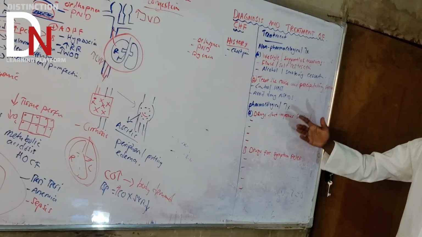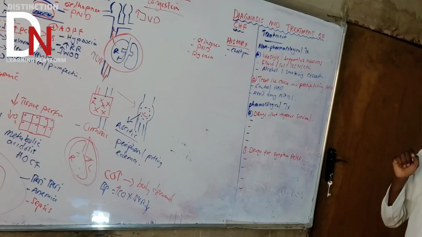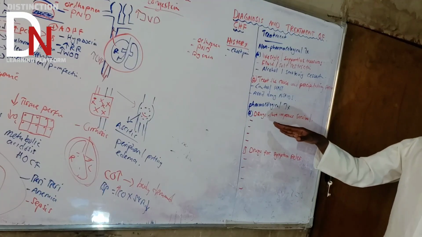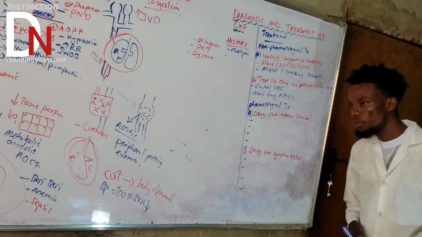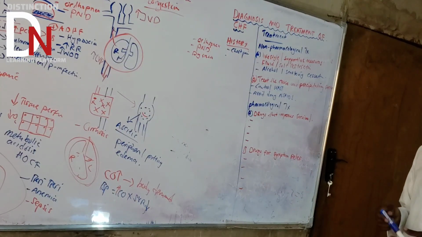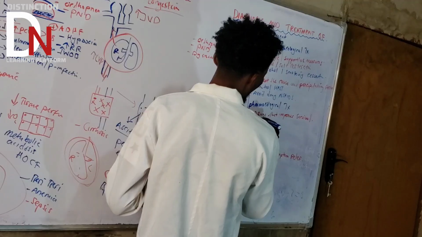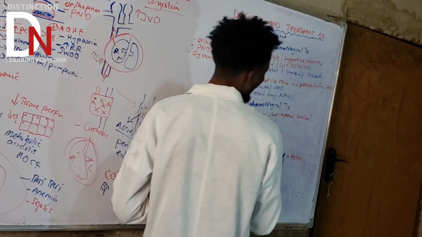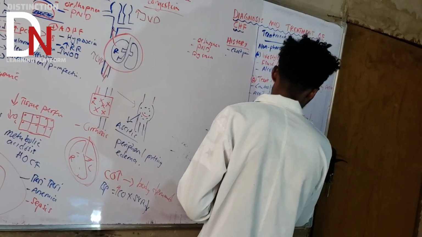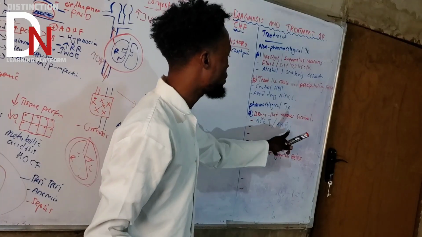The other one, pharmacological treatment, is the mainstay treatment of congestive heart failure. There are drugs that improve survival, and drugs that are for symptom relief. What are the first drugs that are really recommended? That is ACE inhibitors, or ARBs, which is angiotensin receptor blockers.